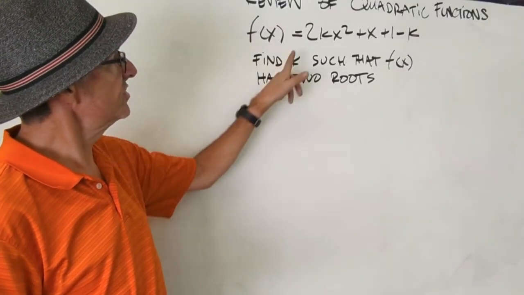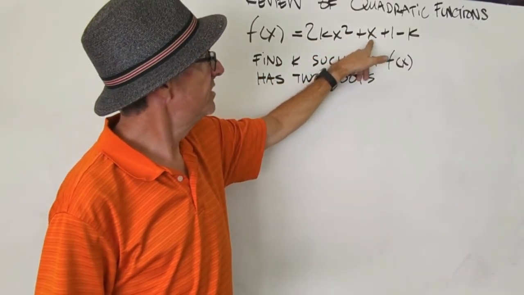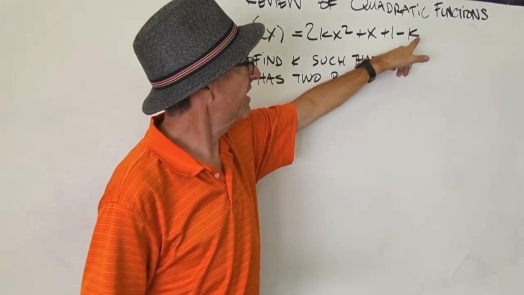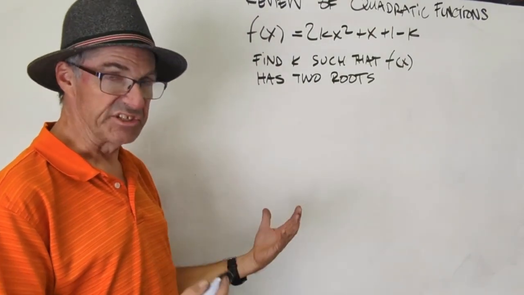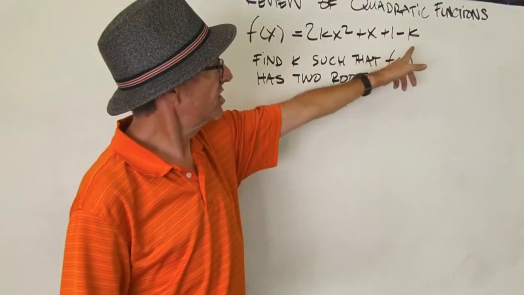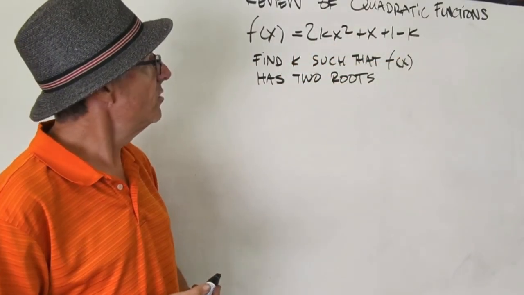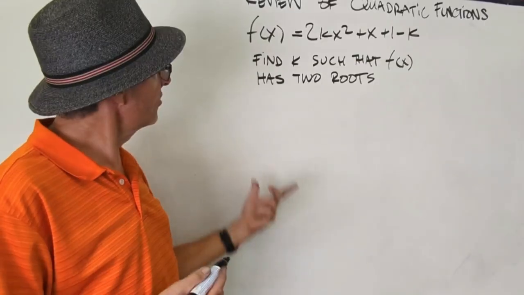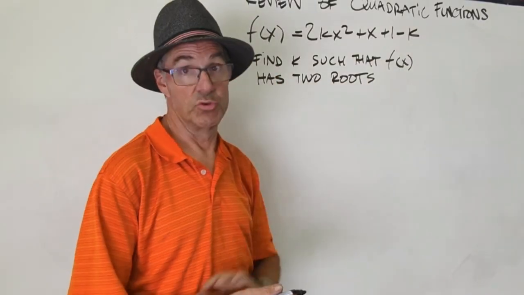So here's our function, 2k x squared plus x plus 1 minus k. So the addition is we have this k in there. It's a constant, it's a number. So if you knew what k was, then you could consolidate that function and write it in standard form or general form. But we don't. So here's our prompt. Find k such that f of x has 2 roots.